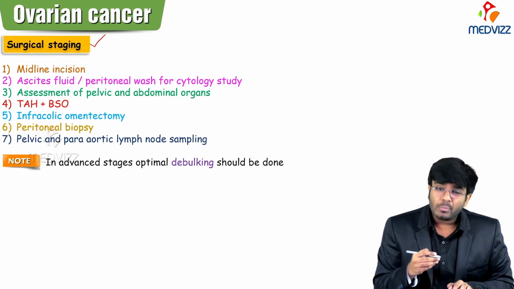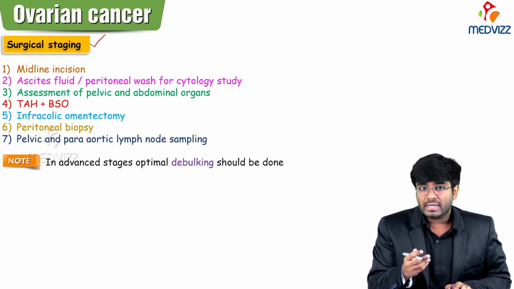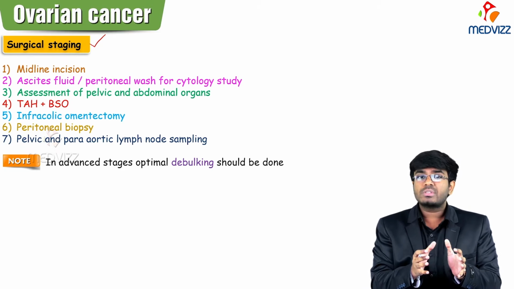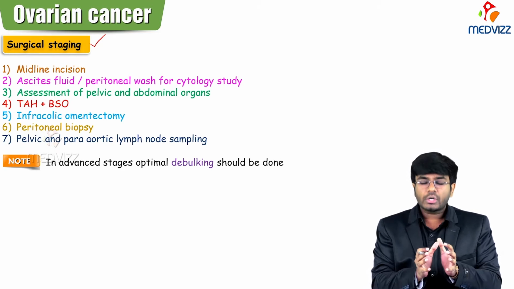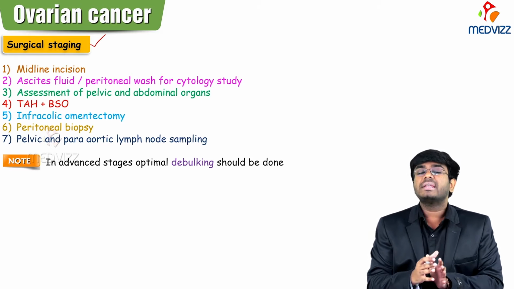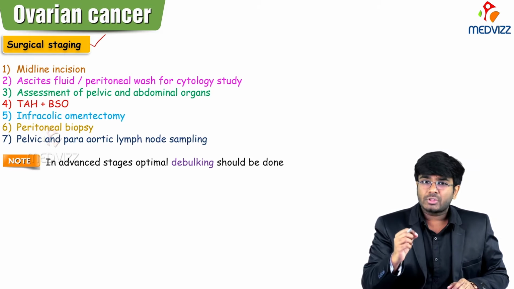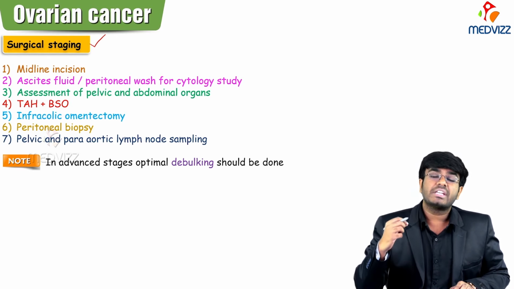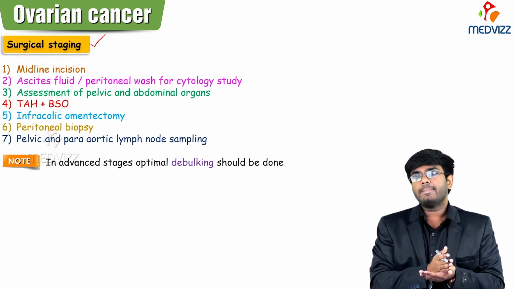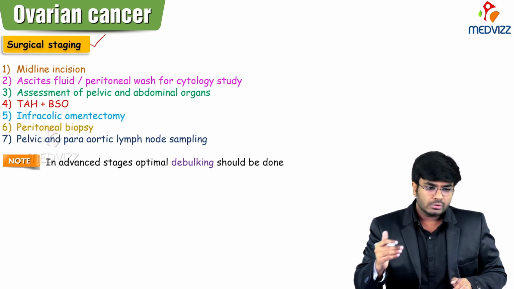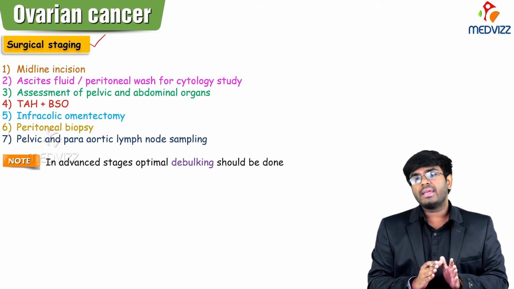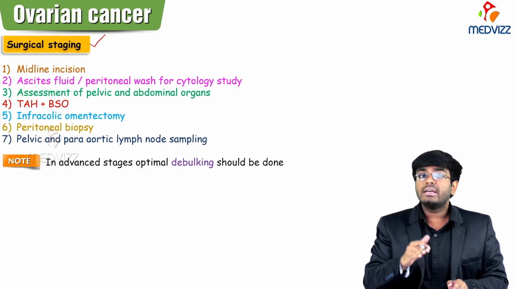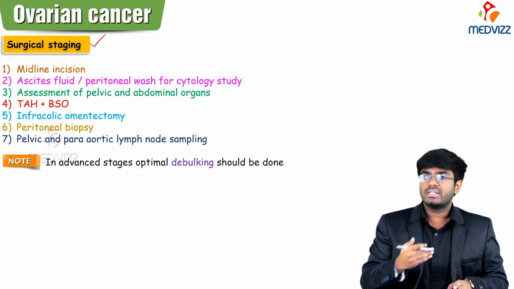That's a total abdominal hysterectomy and bilateral salpingo-oophorectomy. First surgery. After doing surgery, we are going to send these contents, what and all we have removed, to the path lab. The pathologist is going to examine and he will be giving you the staging. So first surgery followed by staging. We are not doing the surgery based on the staging. First we will do the surgery, later we will do the staging. So this is the surgical staging.